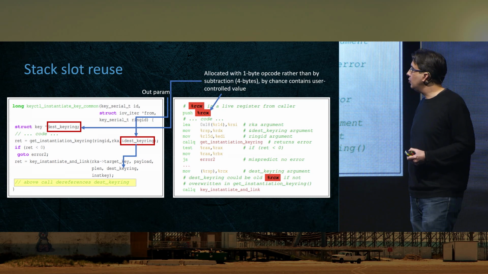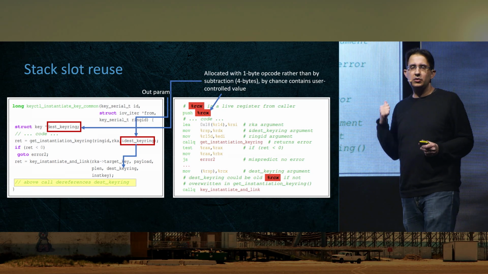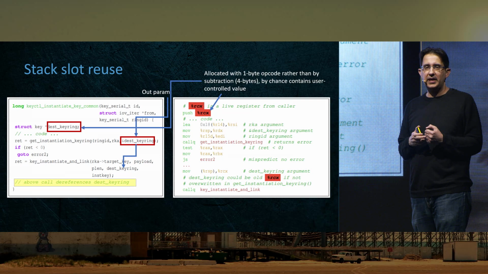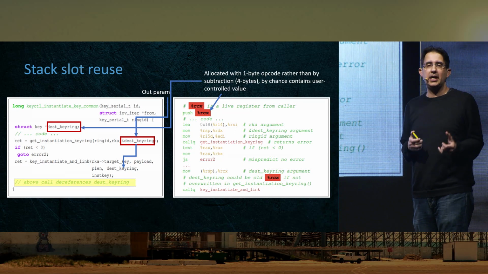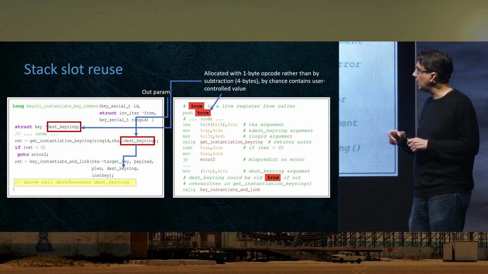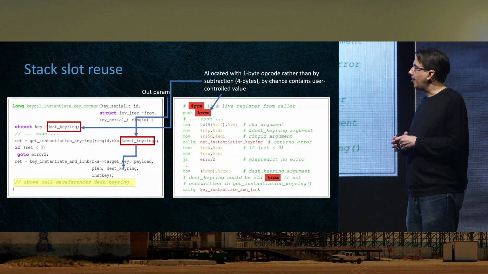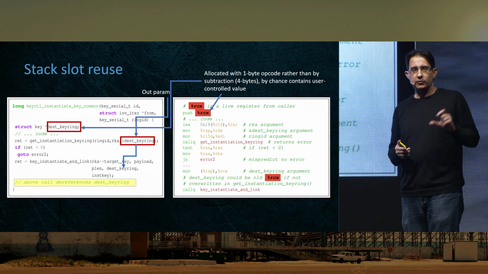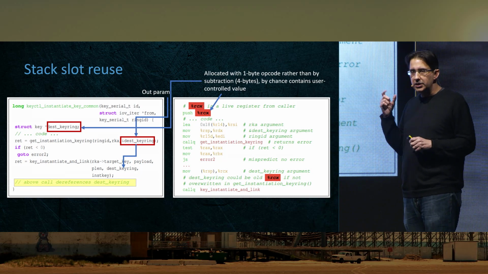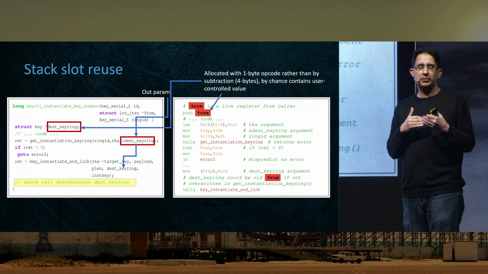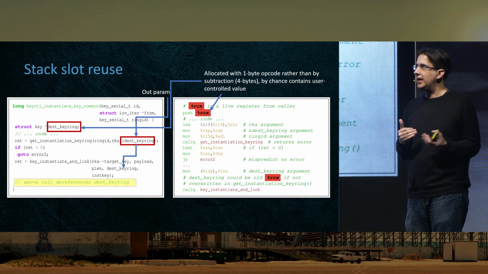But now, look at what happens when this code gets compiled with a GCC flag that says optimize for minimal code size. What we see is that the space on the stack for the local variable is not allocated by subtracting from the stack pointer, like you would expect.